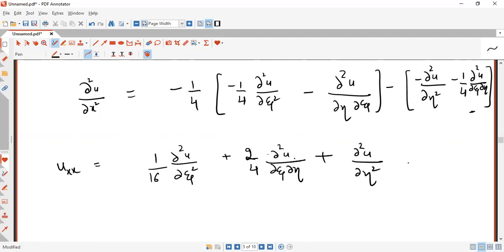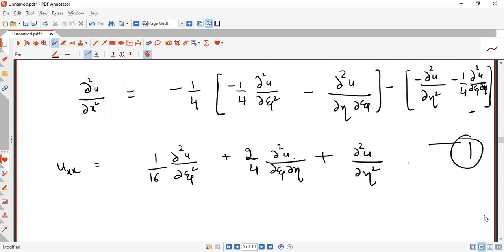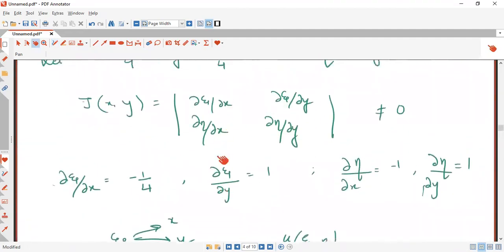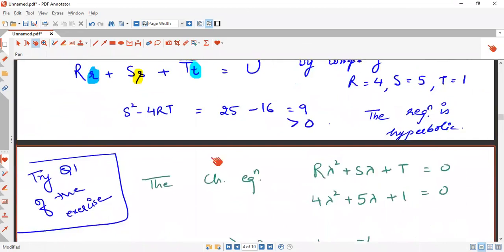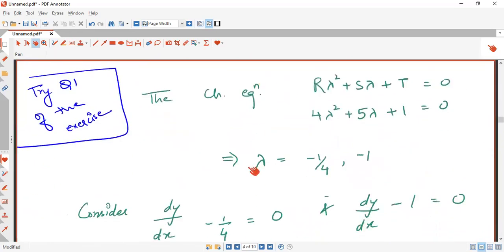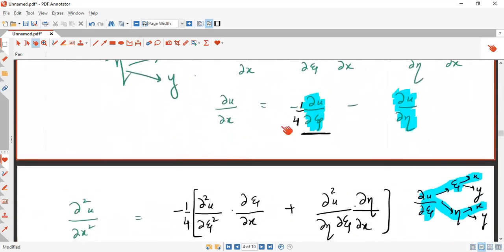We have got uxx, right? Mark it as 1. Now, in a similar way, find out uxy. That means you have to do ∂u/∂x first and then differentiate with respect to y. ∂u/∂x we have found already.